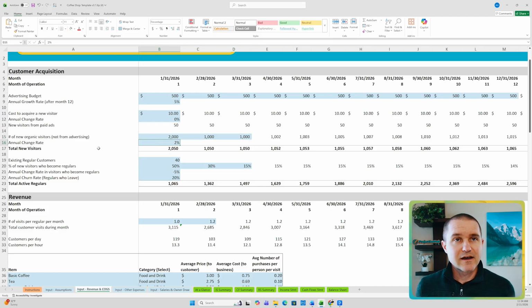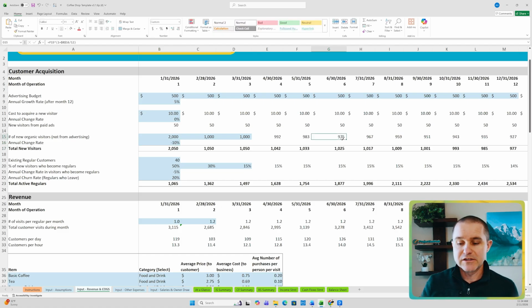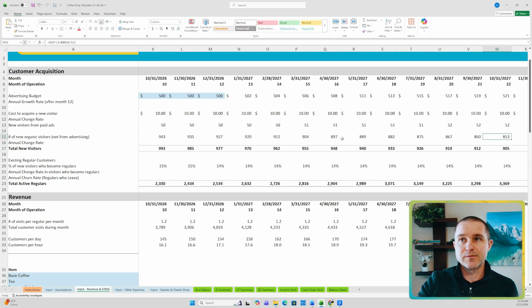One of the things I often do in a model like this, unless you're in a really fast growing area, is put a negative growth rate here. You might say, actually, eventually all the people in town who are ever going to try us will have tried us, and then we'll have a harder and harder time getting new customers. So this may need to go down by 10% a year. Each month you're getting fewer and fewer new customers, and by the end of the 5-year model, maybe instead of 1,000 new customers a month, we're getting 600 new people willing to try us out.